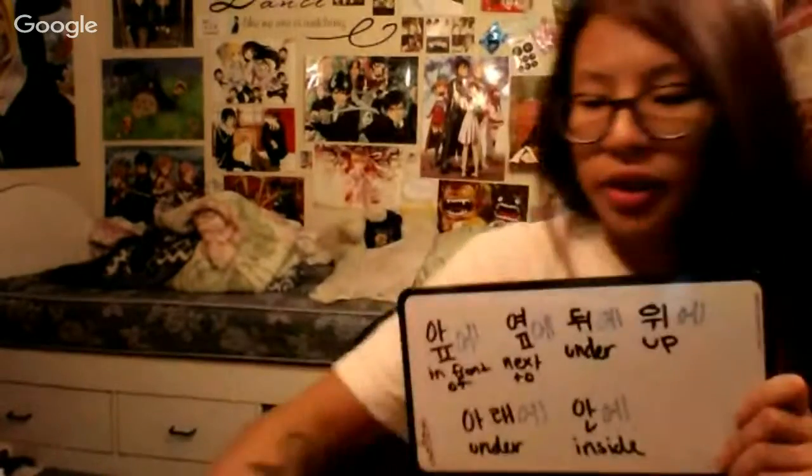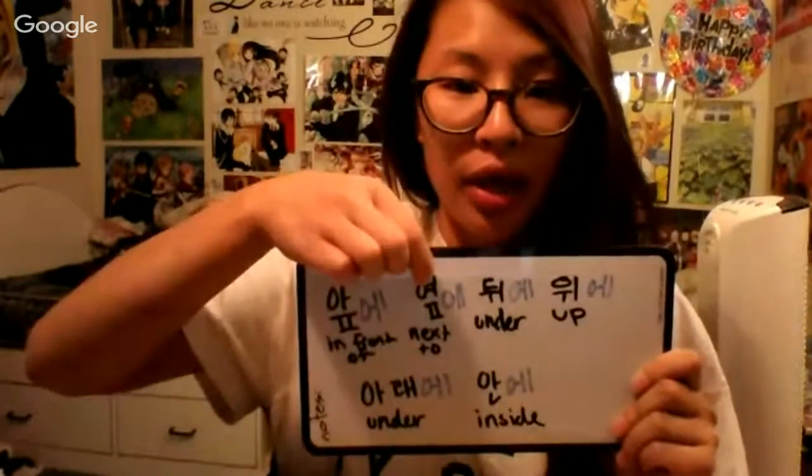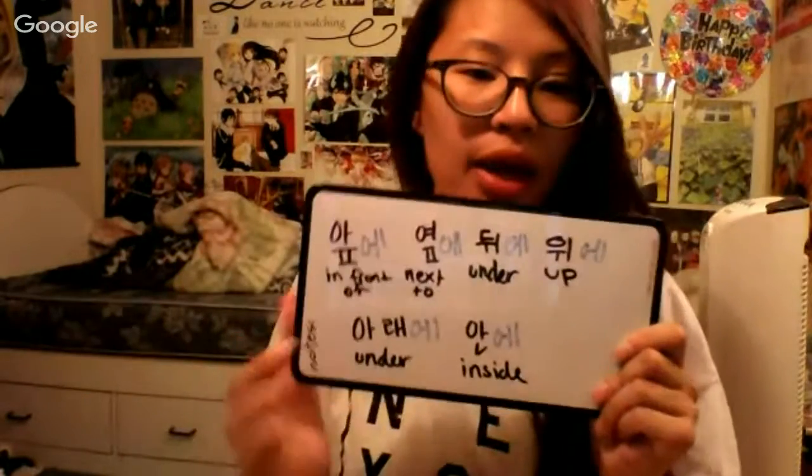So to put these with the location marker, you just add the location marker after the location, or a direction. Oh my gosh, this pen is not working. Okay, so this is, oh my god. Okay, so 앞에, 옆에, 뒤에, 위에, 아래에, and 안에. So it's really simple. The directions are really simple actually.